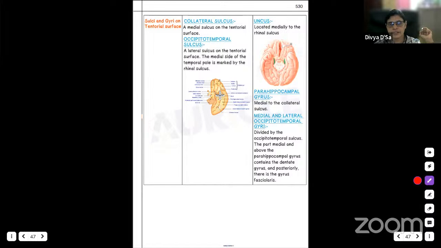Then on the tentorial surface, there is the collateral sulcus here and the occipitotemporal sulcus here. Collateral is this one, and this one is the occipitotemporal sulcus. This portion is the parahippocampal gyrus, and the anterior end of it is known as the uncus. The occipitotemporal sulcus divides this portion into a medial and a lateral occipitotemporal gyrus.